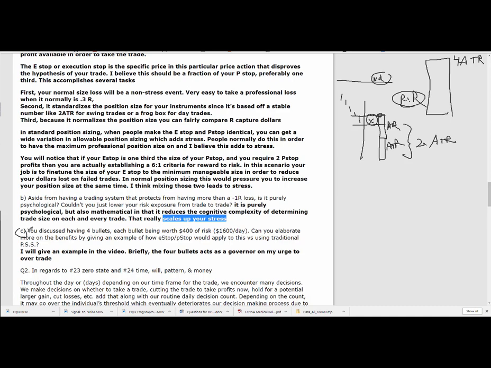Part C. I discussed having 4 bullets, each bullet being worth $400 of risk. Could I elaborate more on the benefits of that by giving an example of how the E-stop and P-stop would apply to this? Well, that's really a compound question. The first one is the idea that I use a standard unit of risk, $400. That's my chip. That's 1 unit of risk. That's the number of dollars right now that 1R equates to.